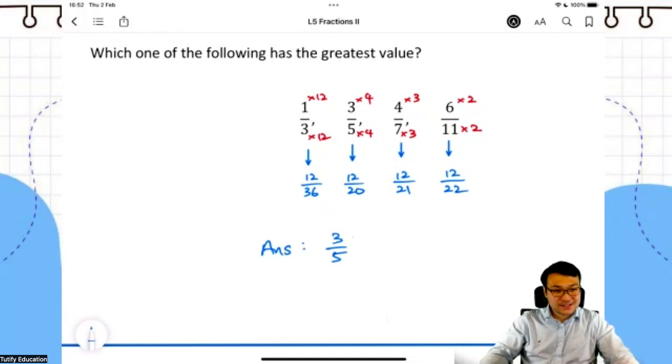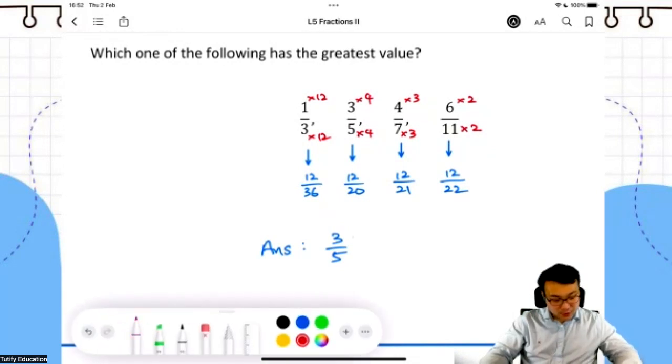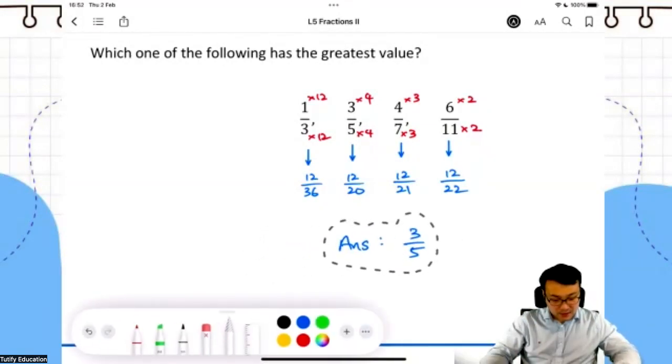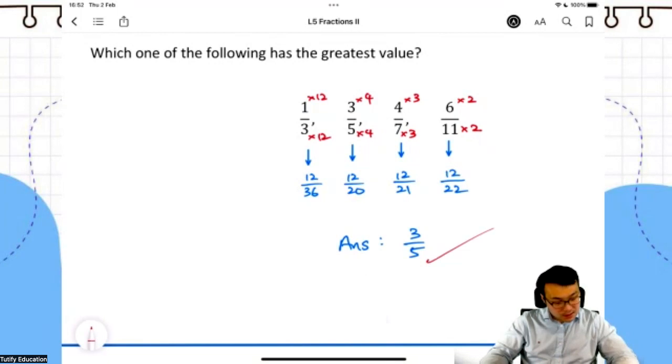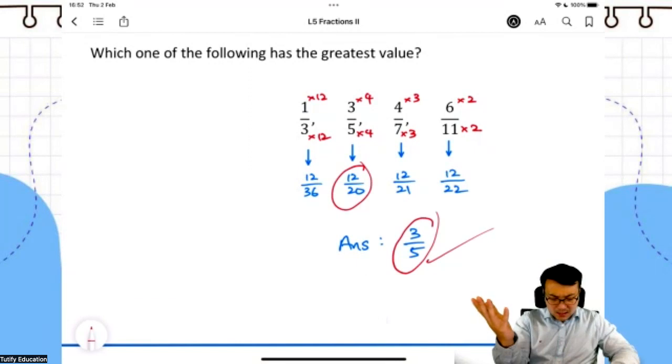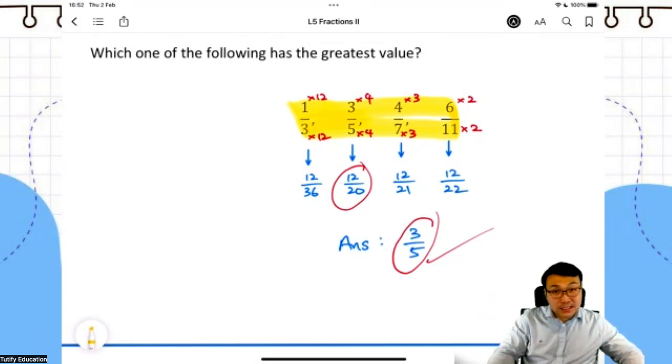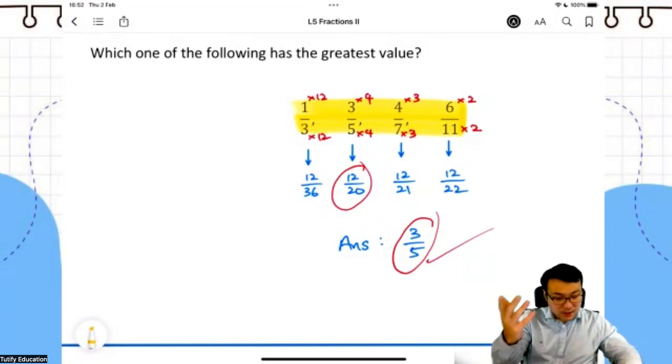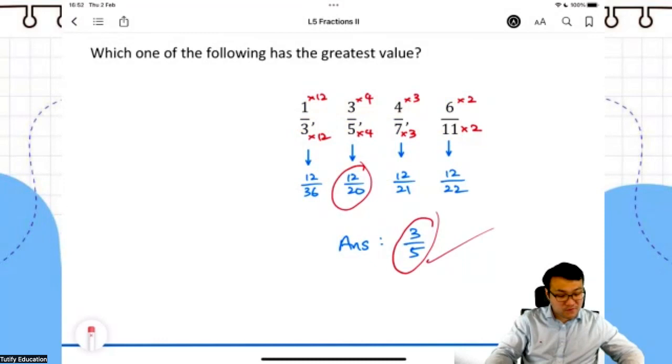Well done. So students, he had a great idea. Change the numerator to the same instead of changing the denominator. And that helps us save a lot of time. And why did user say that we need to write the answer 3/5? Why can't we write 12/20? Because the question is asking which one of these fractions has the greatest value. The question is not asking you about 12/20. The original question is asking about all these fractions. So you better give your answer according to what the question gave you, which is 3/5.